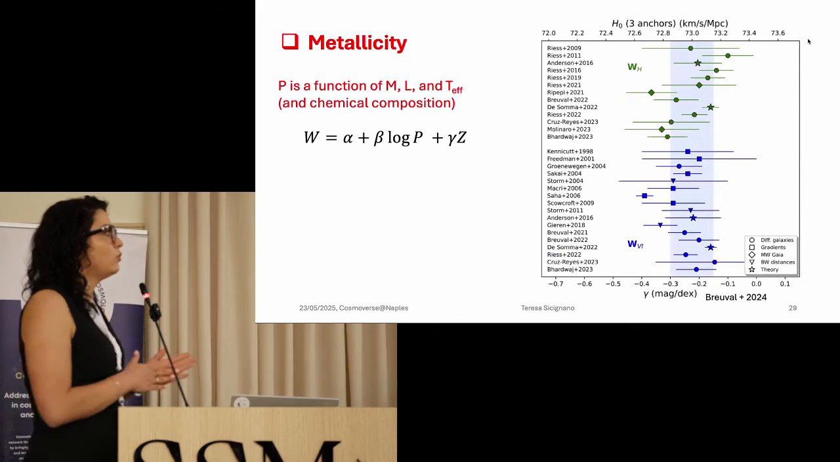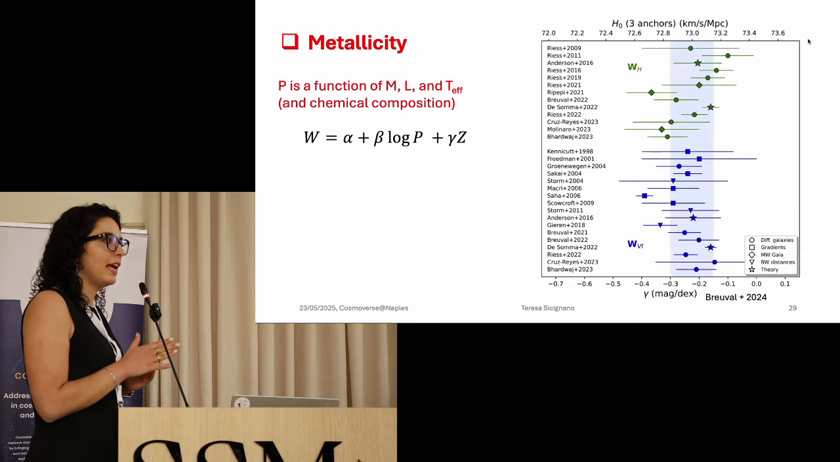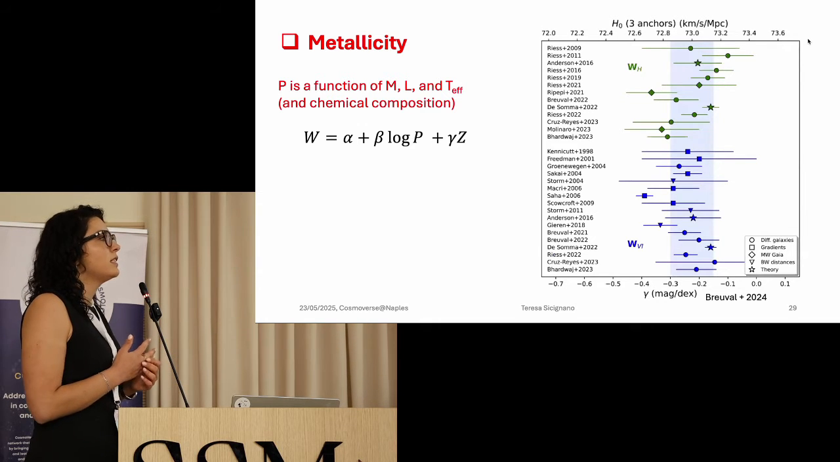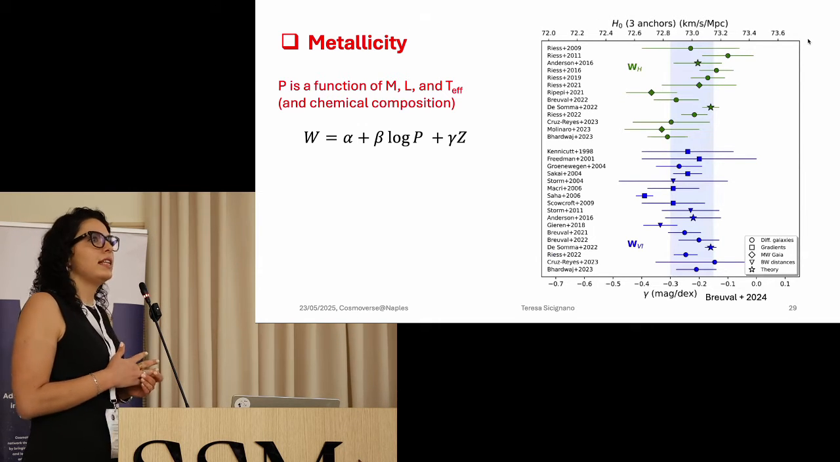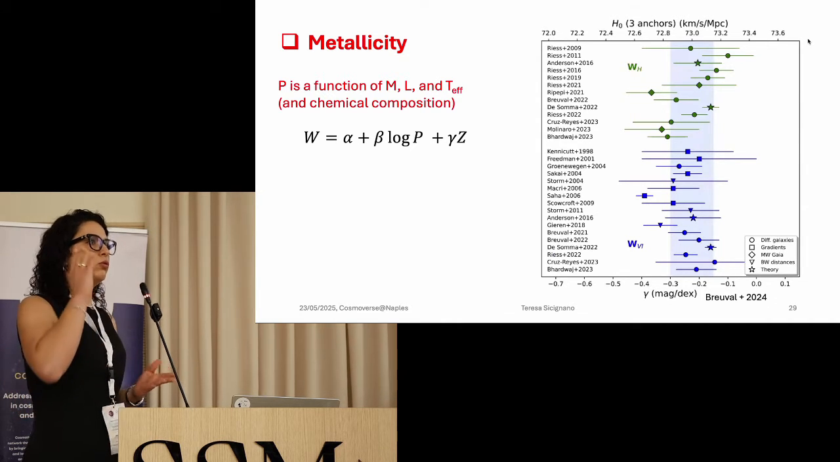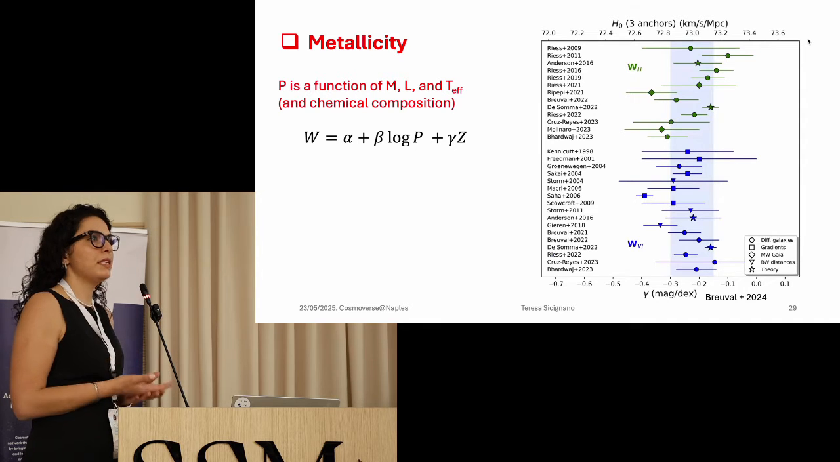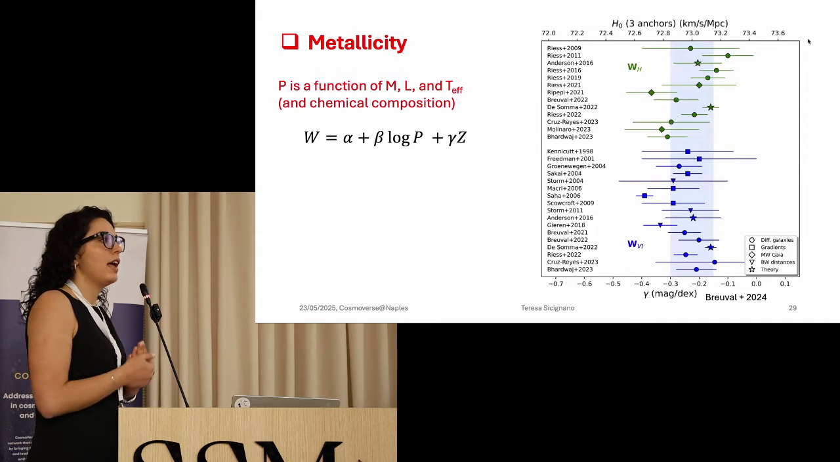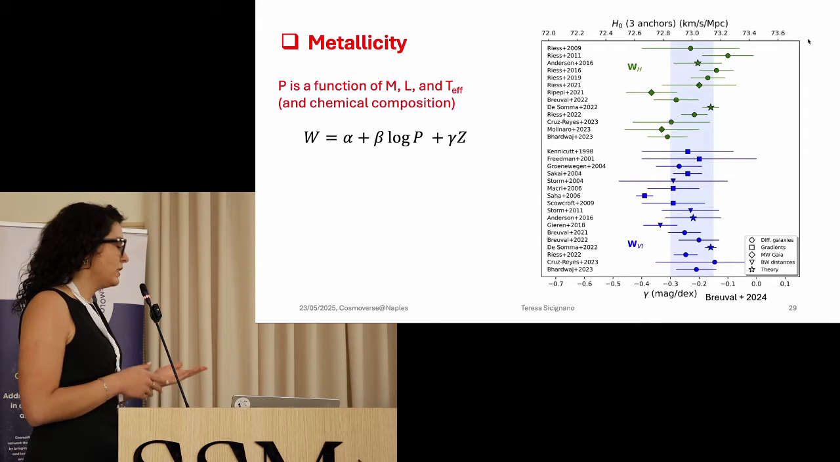Nowadays, this is the situation of how much the gamma term for classical Cepheids influences the value of H0. We can see that all the values with a different gamma term are in agreement within 1 sigma, but if we want to reach the accuracy of 1%, we need to take into account every source of systematics and differences.